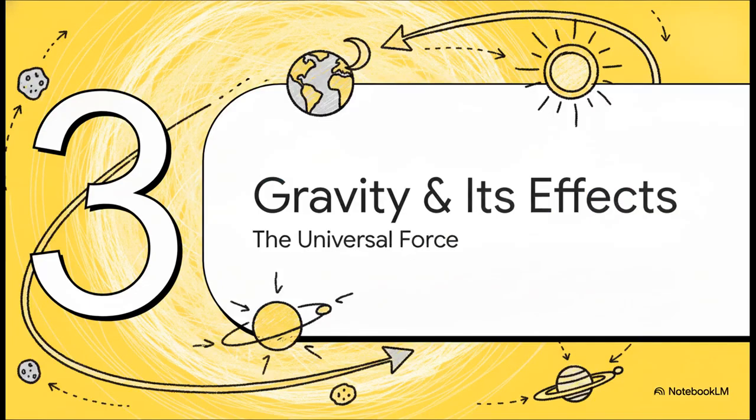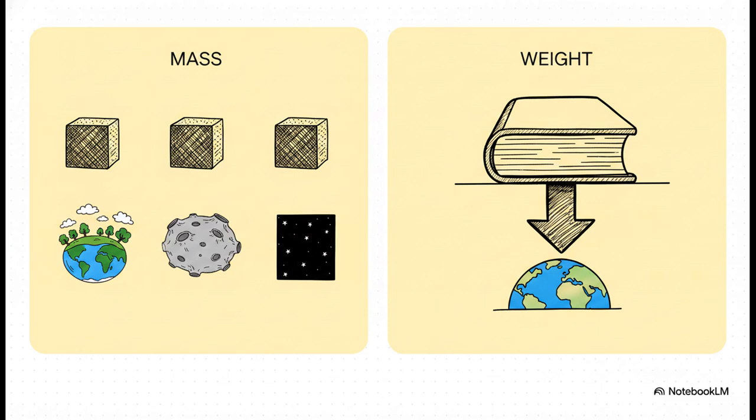Okay, that brings us to section 3, gravity and its effects. Let's talk about this universal force. Now, listen up, because this is a super common trap on exams. People mix up mass and weight all the time in everyday conversation, but scientifically, they are entirely different things. Mass is just about the amount of matter in an object, period. It does not change whether you're standing on Earth, on the moon, or floating in deep space. Weight, on the other hand, depends on the gravitational force acting on that matter.